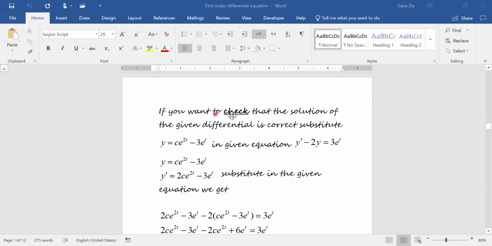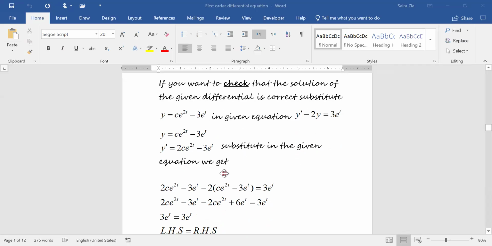If you want to check that the solution of the given differential equation is correct, you can take the derivative of this solution and substitute it into the given equation. If it is satisfied, then we can say that our solution is correct.